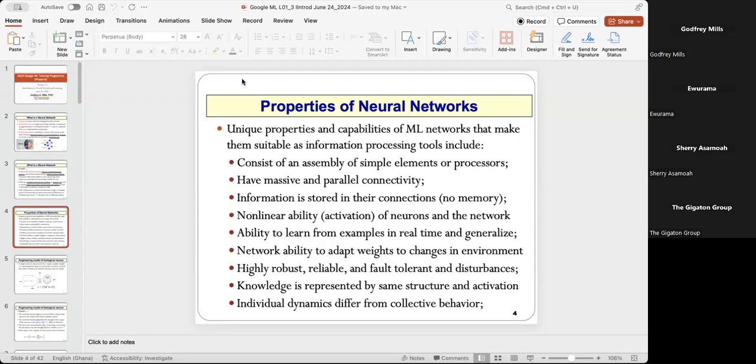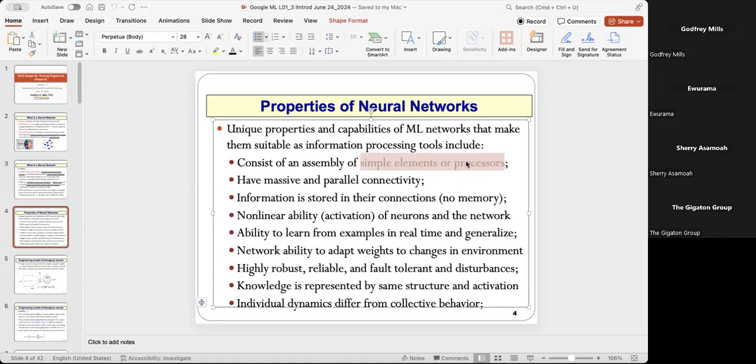Now we look at some of the important properties of neural network that makes it such a valuable tool for us to use in machine learning. One, they consist of simple processing elements. And the processing element is a neuron. That's number one. They perform just simple, not complicated, very simple processing. We'll see that in the next few minutes, you see what it does.